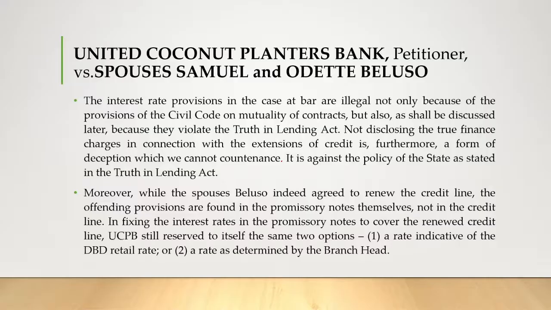So moreover, while the spouses Beluso indeed agreed to renew the credit line, the offending provisions are found in the promissory notes themselves, not in the credit line. So in fixing the interest rates in the promissory notes to cover the renewed credit line, UCPB still reserved to itself the same two options: rate indicative of the DBD retail rate and a rate determined by the branch head. So these provisions are violative of the Truth in Lending Act.